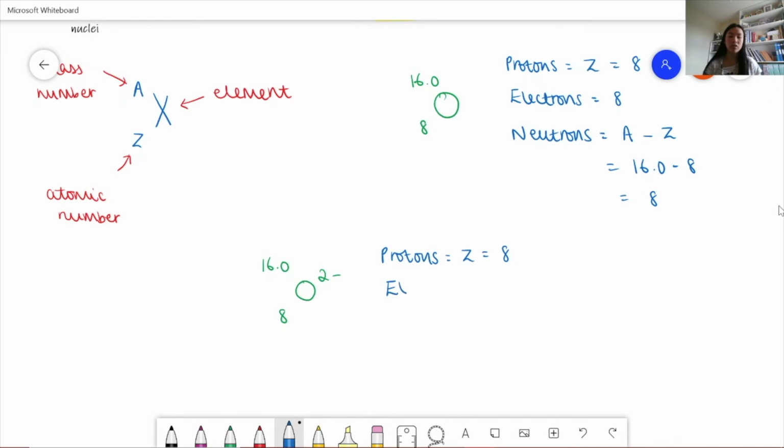But now the electrons, because they were the same as the number of protons, but now we have a -2 charge. So we have 2 more negative charges. That means we have 2 more electrons. So now it must be 8 plus 2. So now we have 10 electrons. And then the number of neutrons will also stay the same because we haven't altered the mass number in any way, because electrons don't affect the mass number. And so we still have the mass number minus the atomic number, which still gives us 8 neutrons.